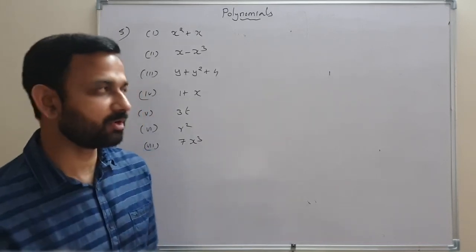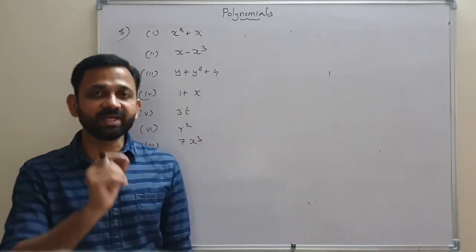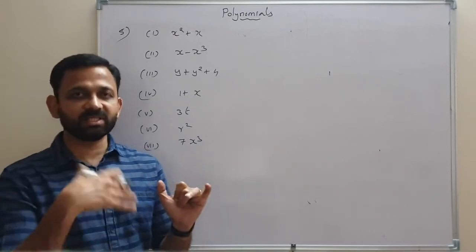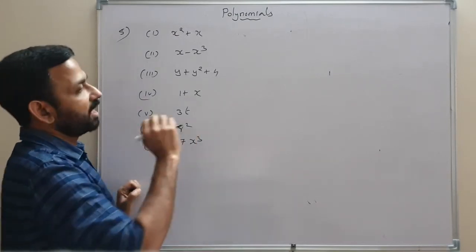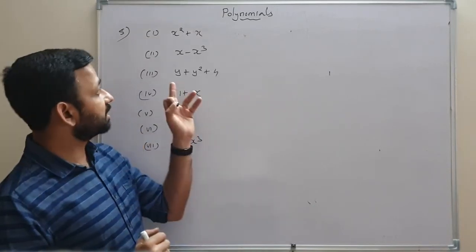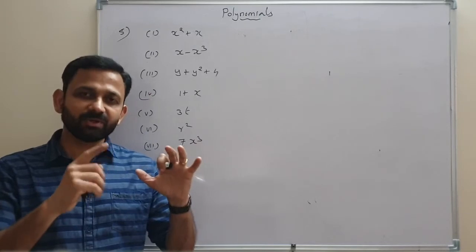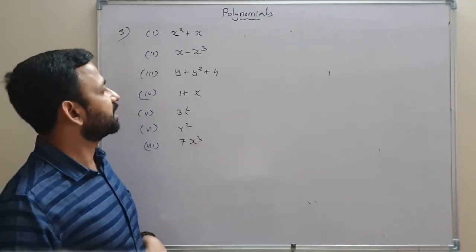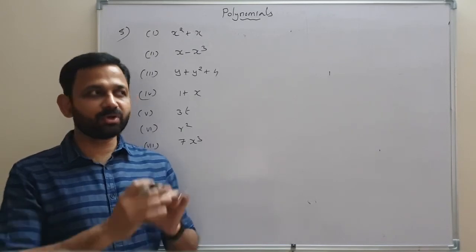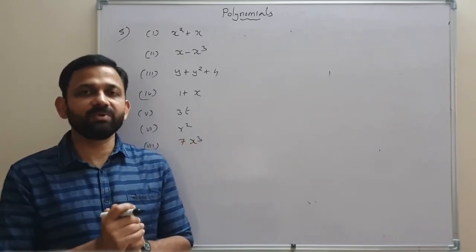A polynomial of degree 1 is a linear polynomial: a first degree polynomial in one variable. A polynomial of degree 2 in one variable is a quadratic polynomial: a second degree polynomial in one variable. Then a cubic polynomial is a third degree polynomial: a polynomial of degree 3 is a cubic polynomial.